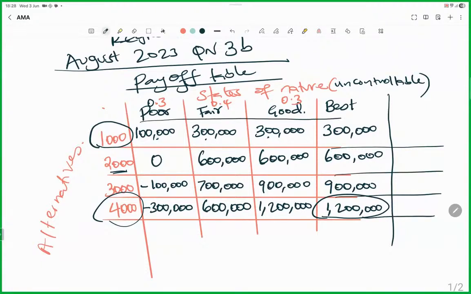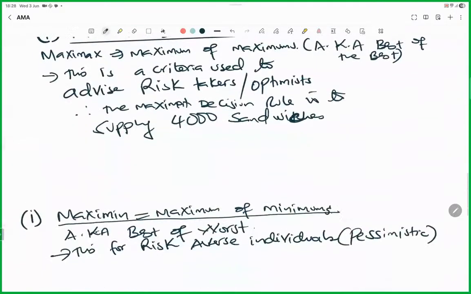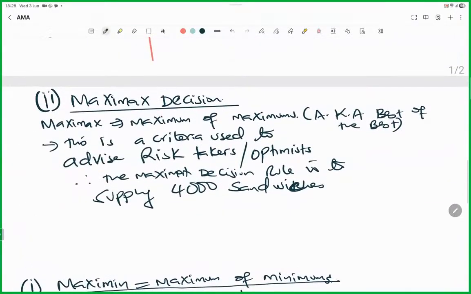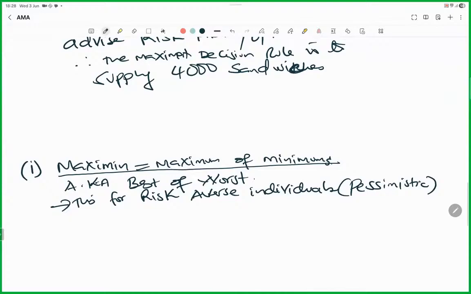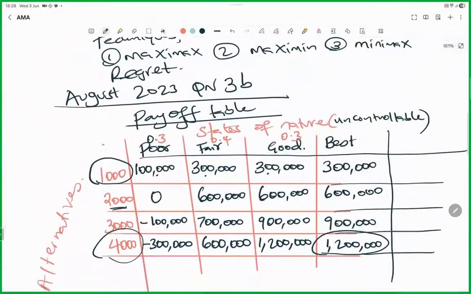And normally, remember, we start with this part. We normally start with, you see here, it's maximum of minimums. It is best of what here, somebody? The worst. So we start with worst.